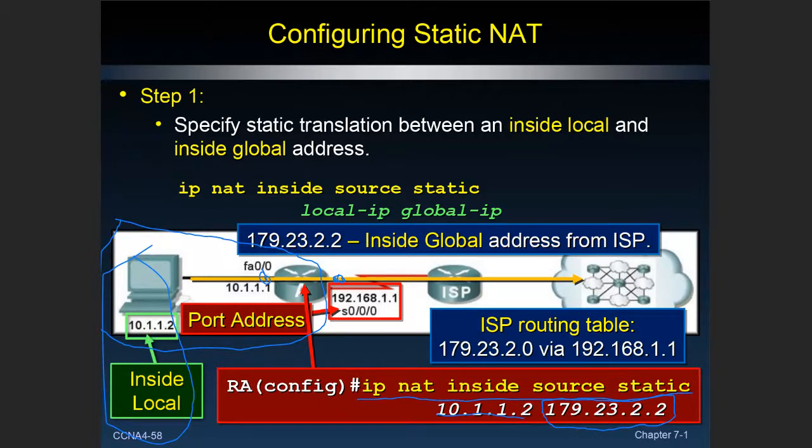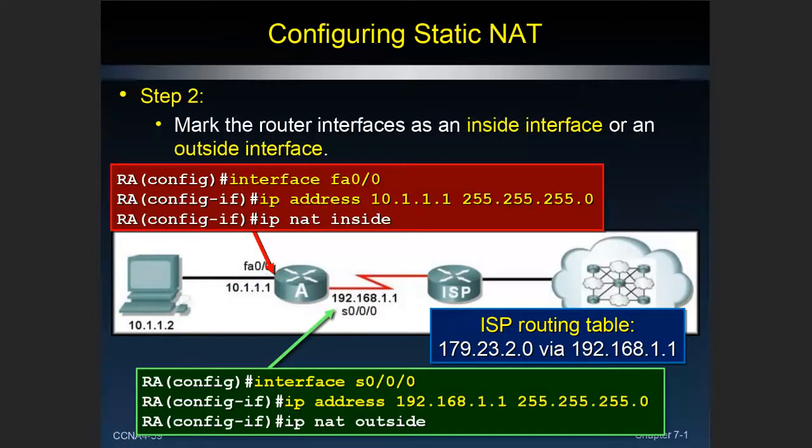So I'll type ip nat inside source static 10.1.1.2 179.23.2.2, and that establishes that. Now we're not done yet. You remember when we created the access control list and then we had to apply it to an interface port? Same thing with NAT. We created the NAT mapping. Now we have to tell the router which port is the inside private trusted network and which port is the outside globally unique network that we need to translate the addresses to.